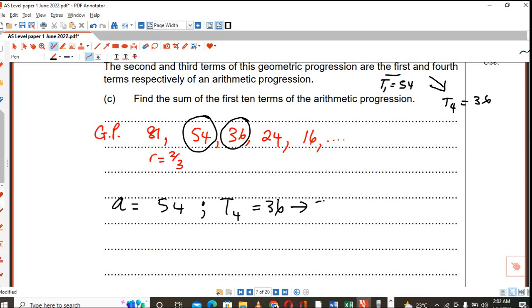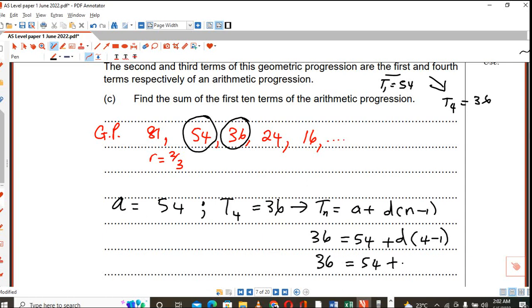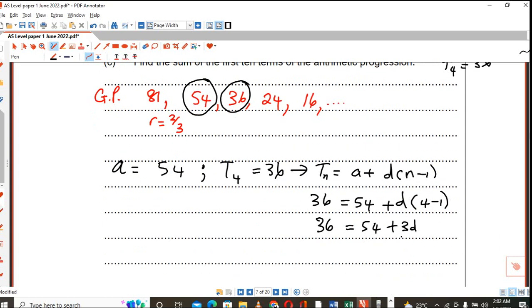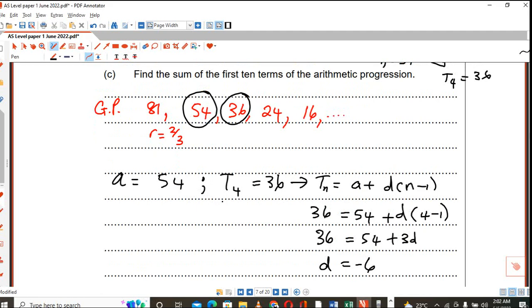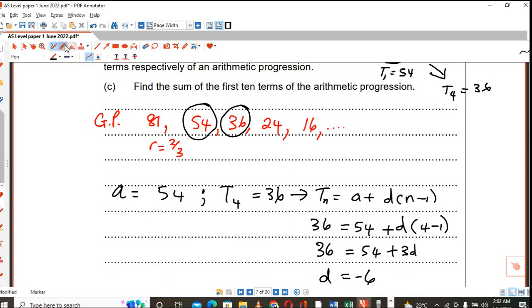Working from T sub n, which is A plus (n minus 1)D, we can say 36 is equal to A, which is 54, plus 3D, that is the fourth term. So this will allow us to calculate the value of D. Once you clean this up, you get that D is equal to -6. Now we know what A is, and we know what D is.